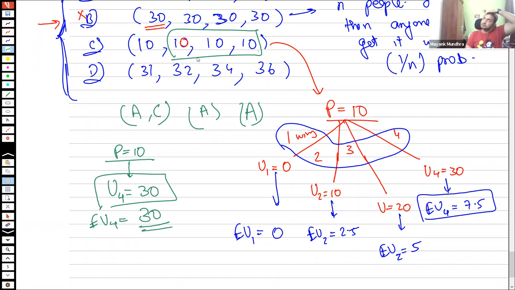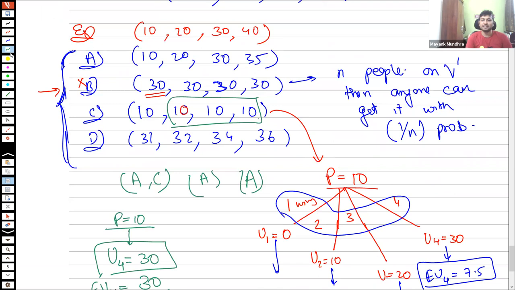Is it clear? Yes, sir. Others also, I don't know if you found it out or not, but all 3 of them have an incentive. Okay, so you should be clear with this. Okay, so all of you have also said D is not a Nash equilibrium. So who has an incentive to deviate at D? Yuvakshi. First. Okay. First and second agents.